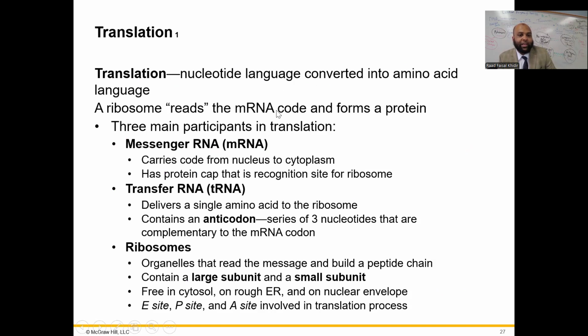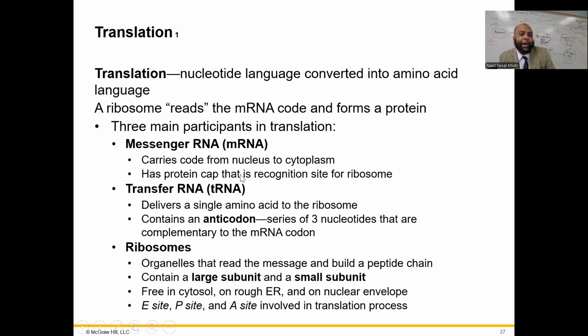When it comes to translation, nucleotide language is converted into amino acid language. The ribosome reads the mRNA code and forms a protein. So there are three main participants in the translation. There's the messenger RNA that carries the code from the nucleus. It needs to be read.